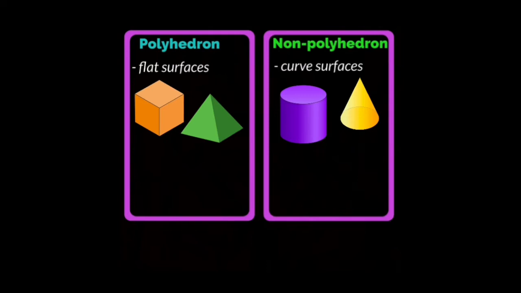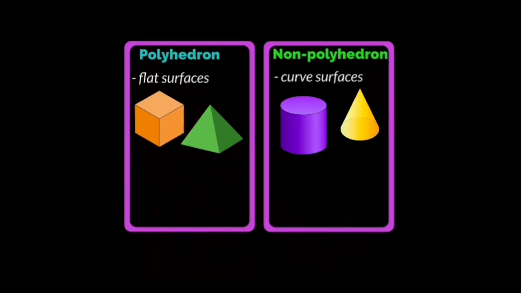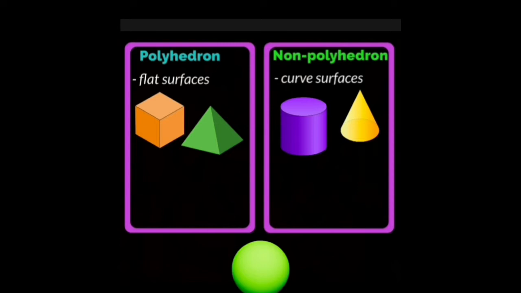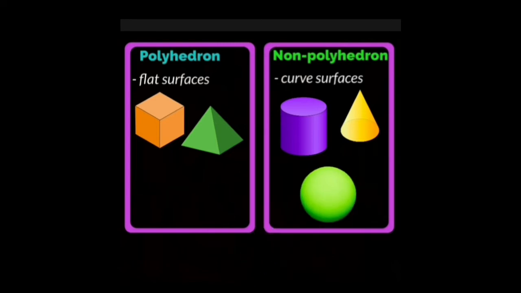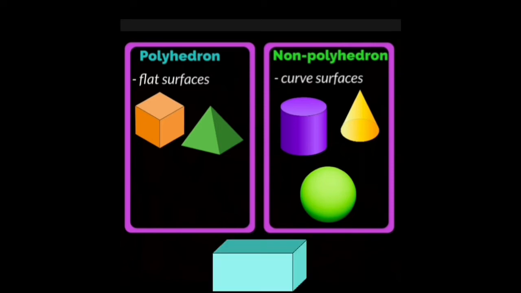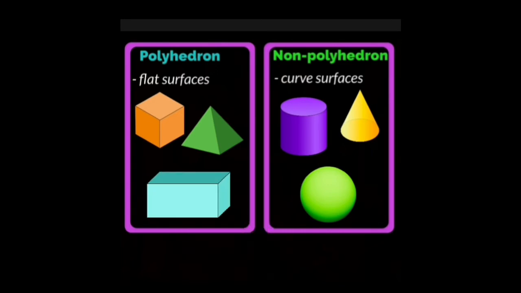Very good. Next is sphere. Of course, a sphere is a non-polyhedron. And for our last object, a rectangular prism. And this is a polyhedron. Great job!